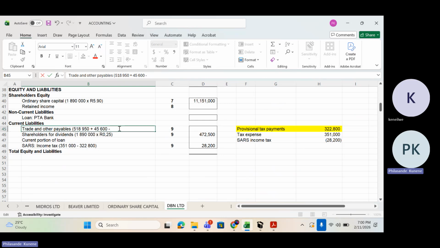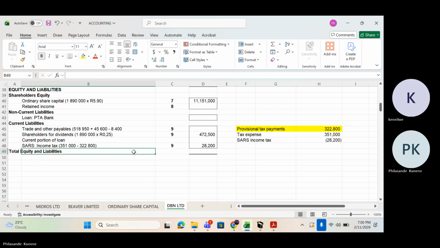Are you following this one? Are you following this one, why we have to subtract it on both sides? Hello, yes.